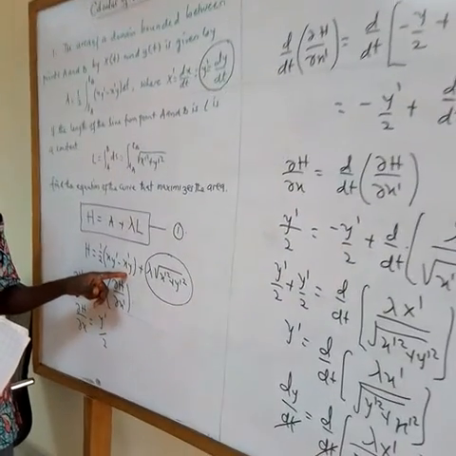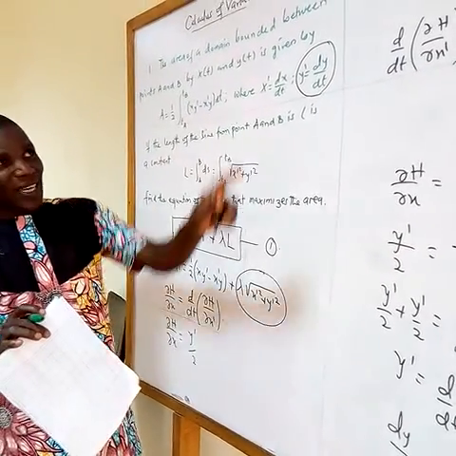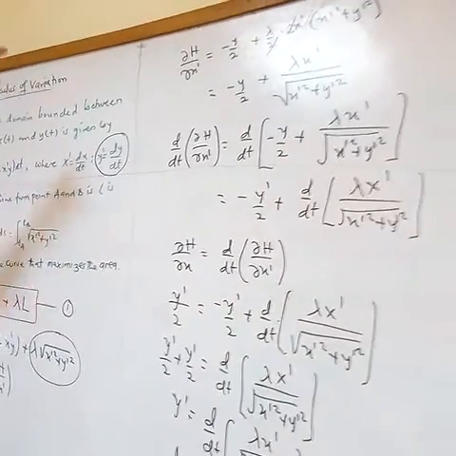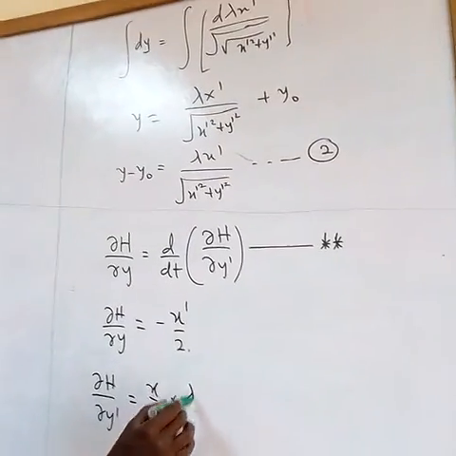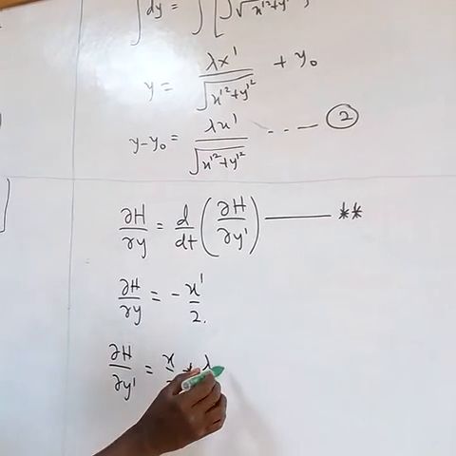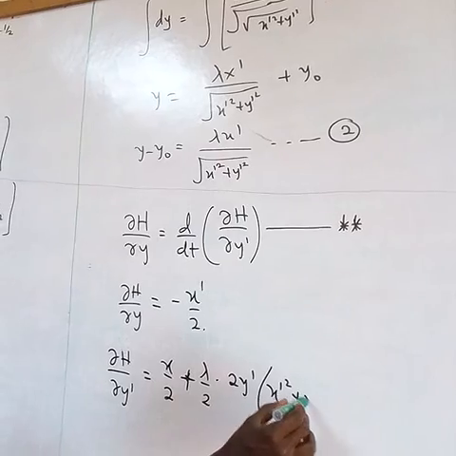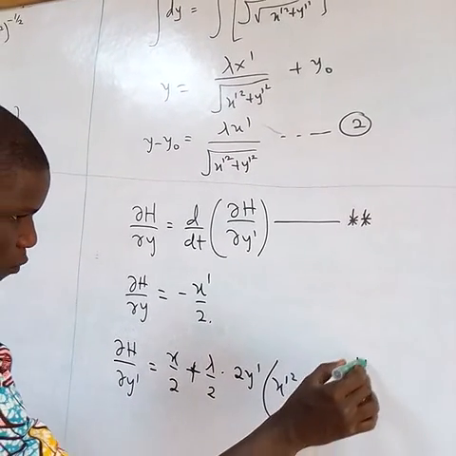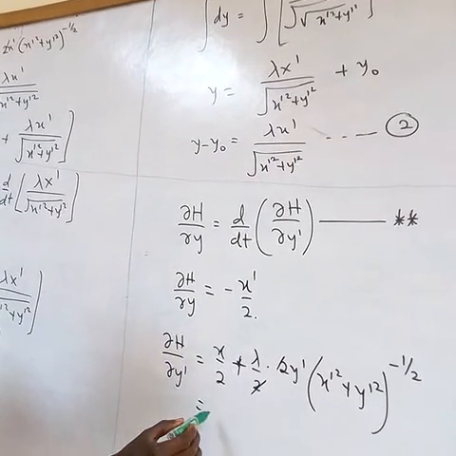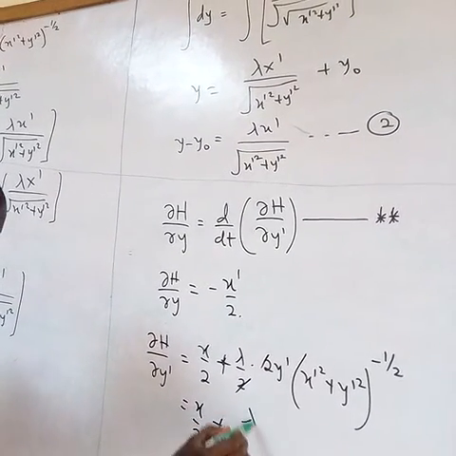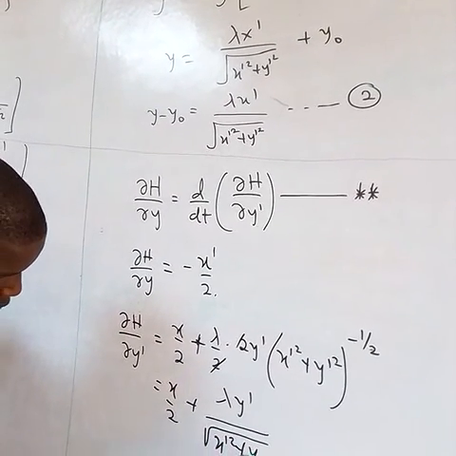Here, this place doesn't contain y prime, so this one is assumed to be a constant. Here, we apply the same principle with the way we solved the first one to differentiate this. We are going to have plus lambda over 2 into 2y prime into bracket x prime squared plus y prime squared to the power 1 over 2. So this one is going to finally give us x over 2 plus lambda y prime against square root of x prime squared plus y prime squared.